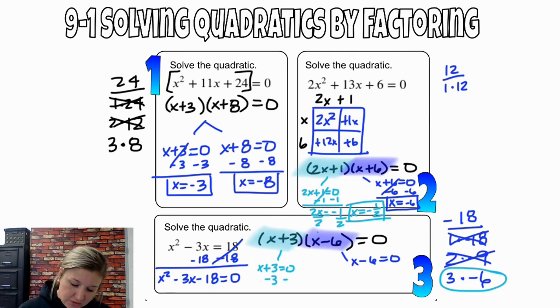So I'm going to subtract 3 on each side. And so x is equal to negative 3. Or I'm going to add 6 to both sides. And x is equal to 6.